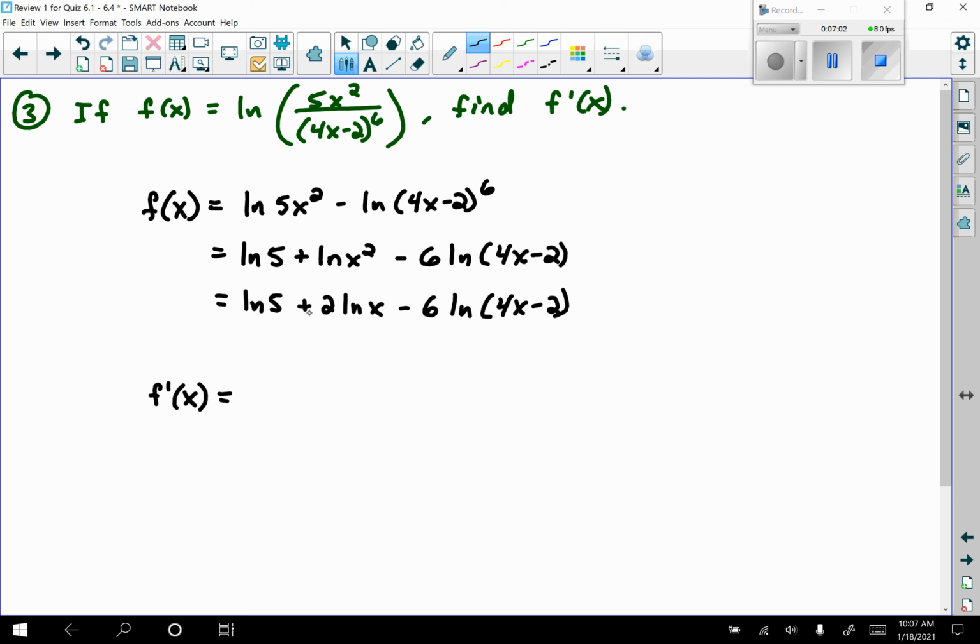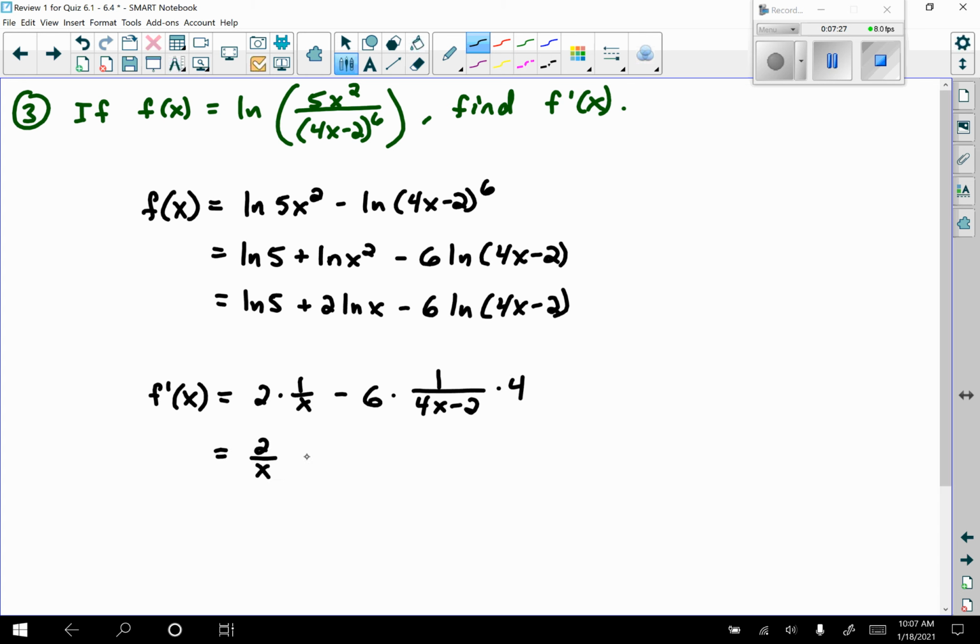So the natural log of 5 is just a constant, so the derivative of a constant is 0. Next, I'm going to get 2 times the derivative of the natural log of x, so that becomes 2 times 1 over x. And then over here, this becomes minus 6 times 1 over 4x minus 2. That's the derivative here, but then times the derivative of the inside stuff, so that just becomes a 4. And then we'll clean this up.